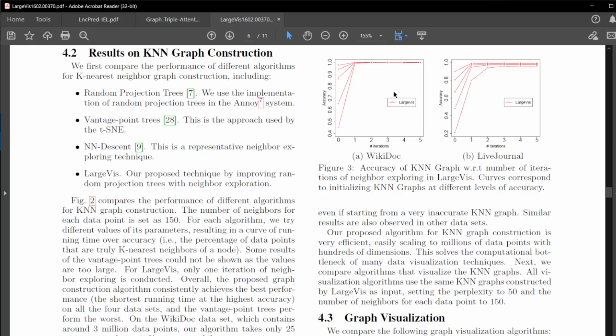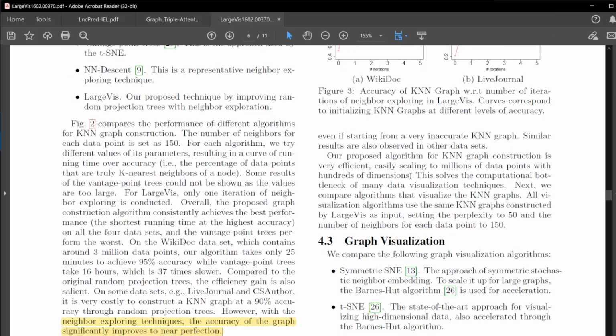Next, we compare algorithms that visualize the KNN graphs. All visualization algorithms use the same KNN graphs constructed by LargeVis as input, setting the perplexity to 50 and the number of neighbors for each data point to 150. 4.3 Graph visualization. We compare the following graph visualization algorithms.